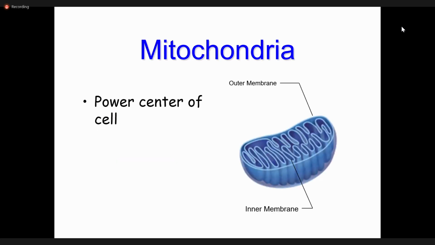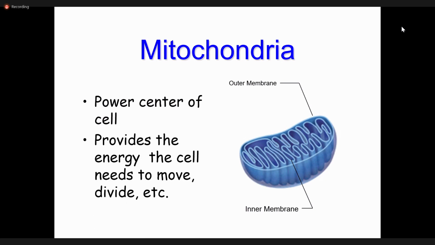Next is the mitochondria. It's the power center of the cell. It provides the energy to the cell, which it needs to move and divide, whether by mitosis or meiosis, equal or unequal division, from the formation of the zygote to the embryo, up to the adult animal. There is non-stop functionality for all these divisions, but the energy is produced by the mitochondria only.